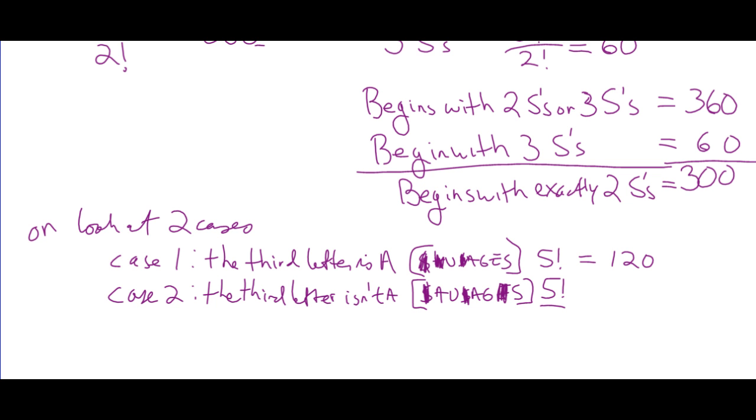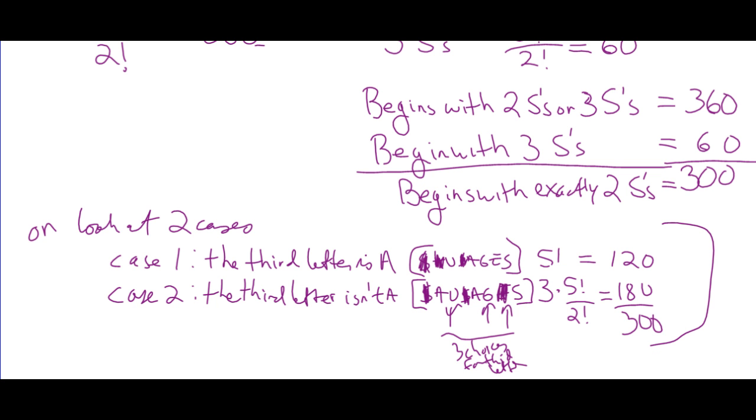Oh wait, we gotta say one more thing first. So that third letter, right, it's either a U, a G, or an E. So we do have 3 choices for the third letter. Okay, and then what have we got left? 1, 2, 3, 4, 5. But 2 of those are the same, right? 2 A's. 5 factorial over 2 factorial is 60 times 3, that's 180. That's 300 ways.